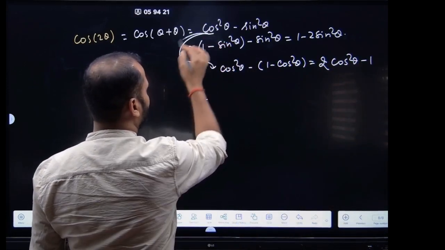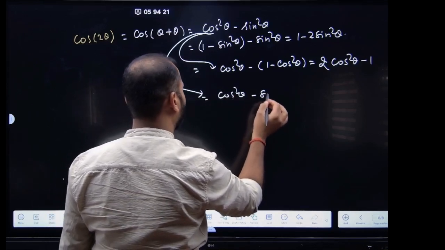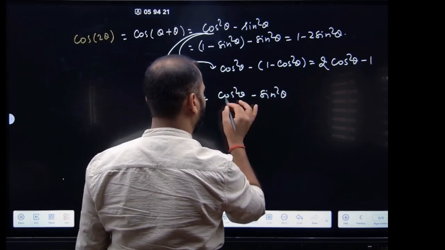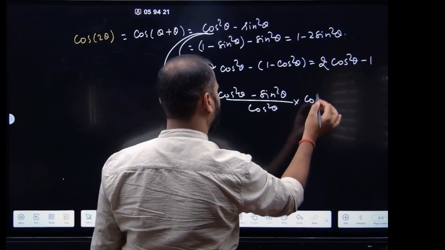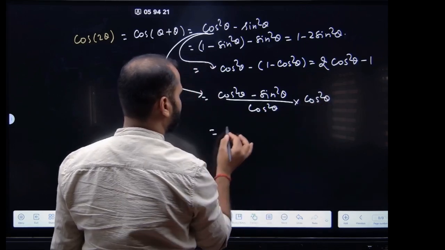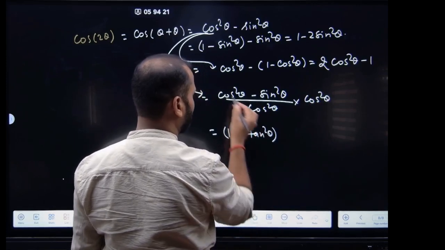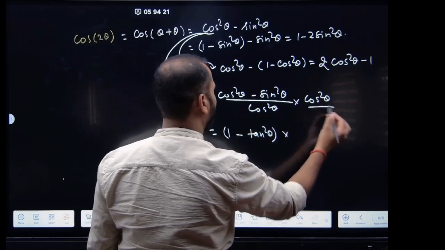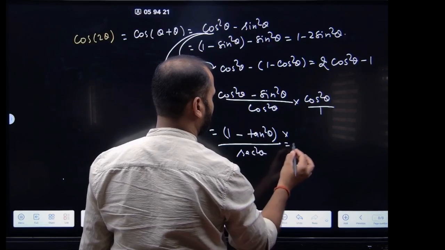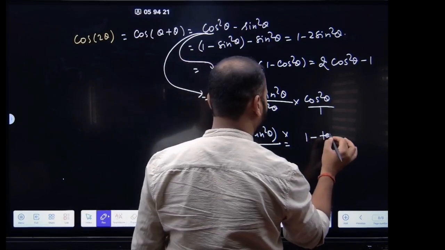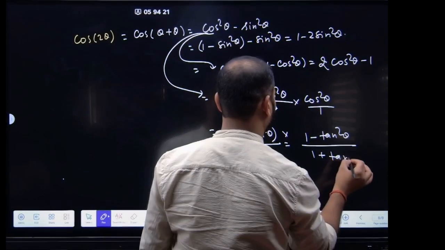Now suppose I want to convert this in terms of tan. How? Cos square theta minus sin square theta is there. I will divide by cos square theta, and the same cos square theta I will multiply. If you separate, you can write 1 minus tan square theta. Just see, cos cos gets cancelled, and 1 by cos square is nothing but secant square theta. So it is 1 minus tan square theta divided by 1 plus tan square theta.